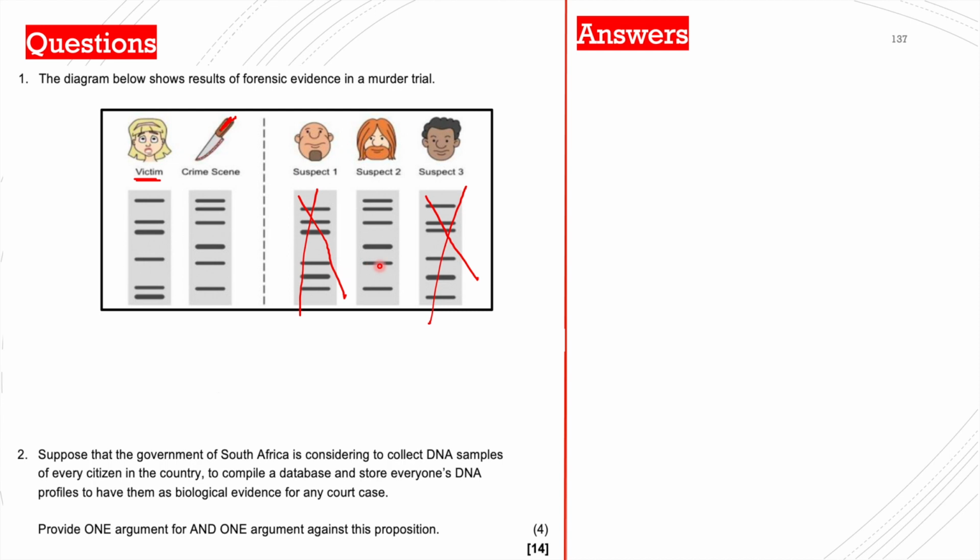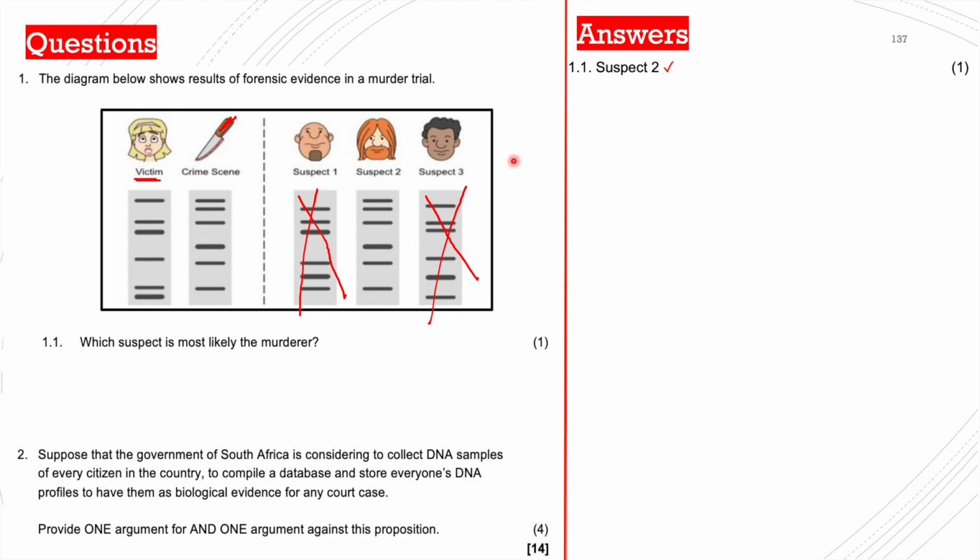The fourth one also matches that of suspect 2, and then the last one also matches that of suspect 2. So we submit that suspect 2 is most likely the murderer or the criminal. Let's look at our first question. Which suspect is most likely the murderer? The answer is suspect 2.